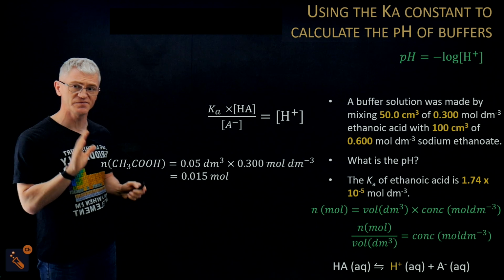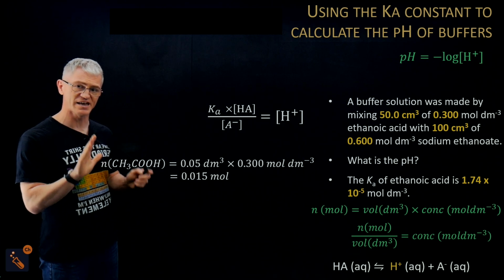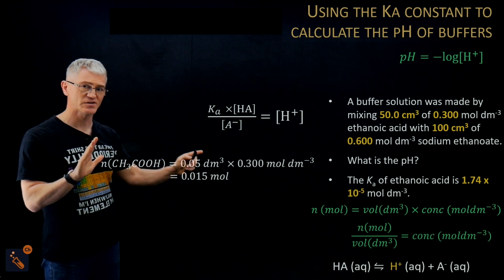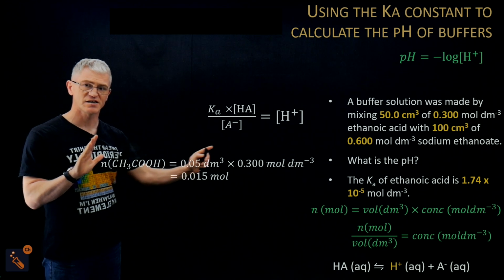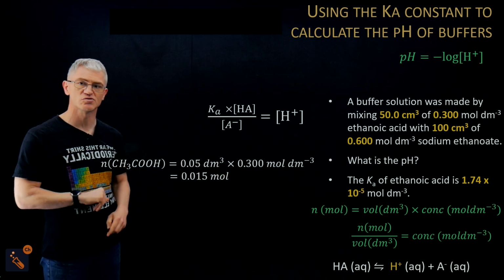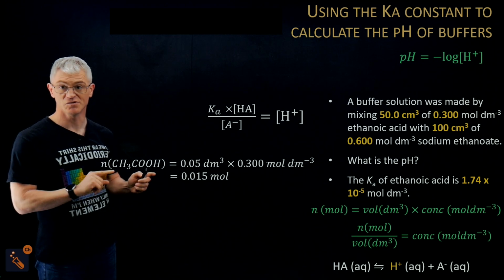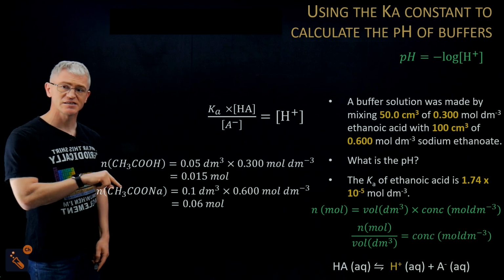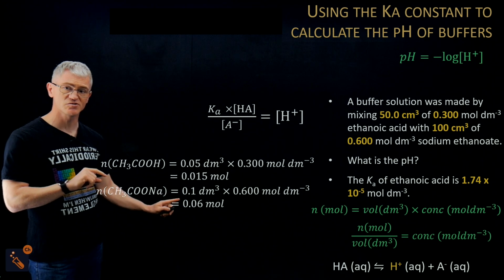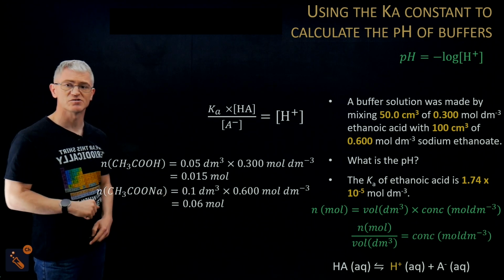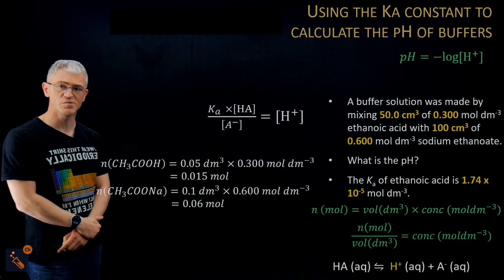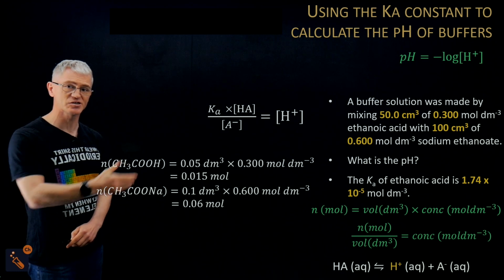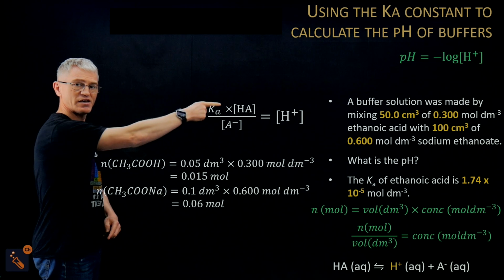So let's do the first part. The first part is the number of moles of the acid. We have a volume, which is 50 centimetres cubed. 50 divided by 1,000 is 0.05. Times by the concentration, that gives you your number of moles of the HA, or the acid, ethanoic acid. The next one is CH3COONa, and we've got 100 centimetres cubed, times by the concentration, and this is your number of moles. So we've got a number of moles of each one, the HA and the A minus.